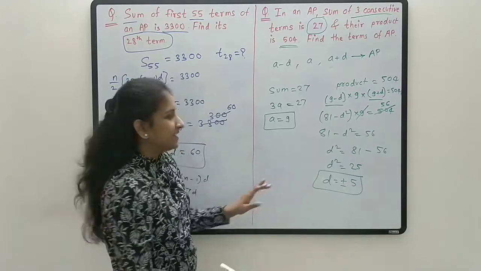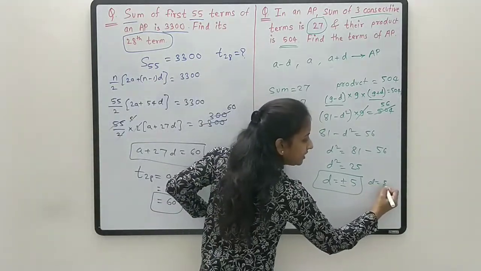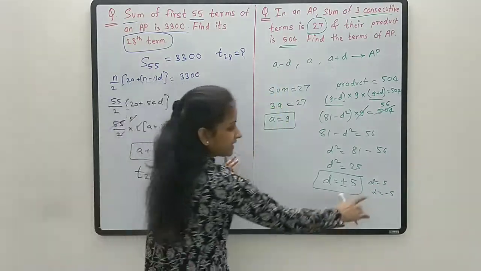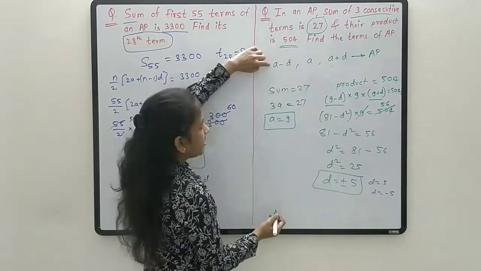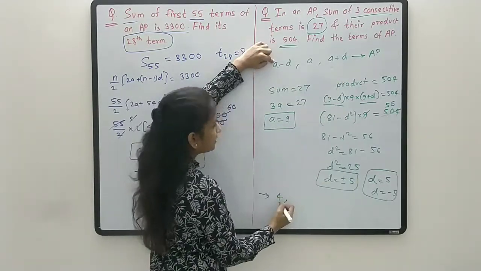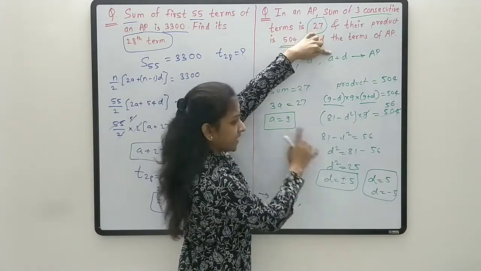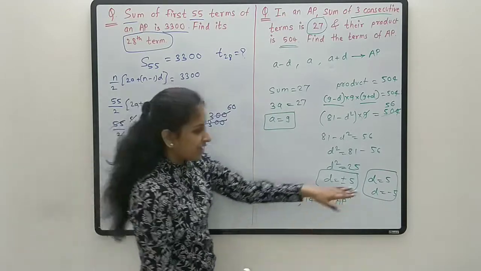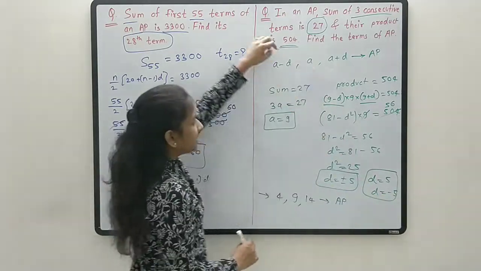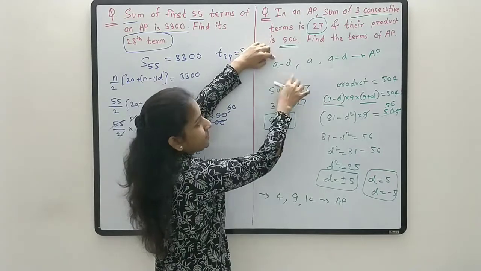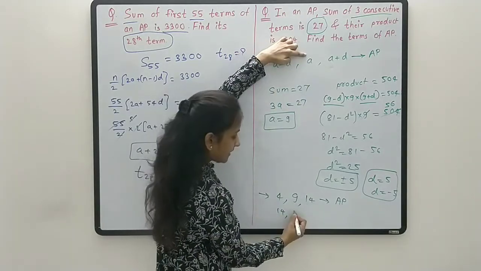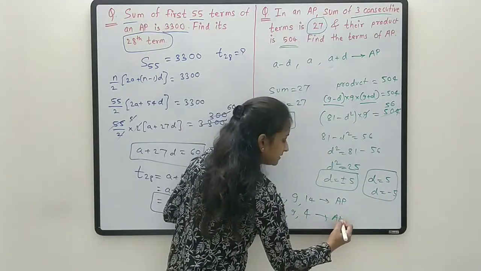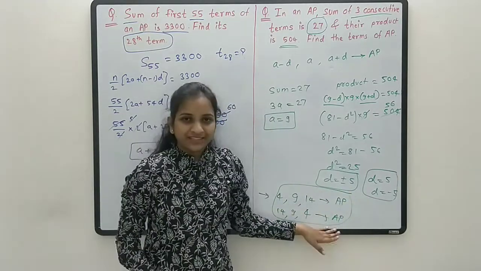Easy. You can take d equal to 5 or you can take d equal to minus 5. You will get the same 3 terms of the AP. Let's take d equal to 5 and check the 3 terms. 9 minus 5 is 4. The second term is 9. The third term is 9 plus 5, 14. This is your AP. This is your answer. Now, if you take d equal to minus 5, then you will get the terms as 9 minus minus 5, 14. The second term is 9. The third term is 9 plus minus 5, so 4. You will get the same terms. This is your answer.